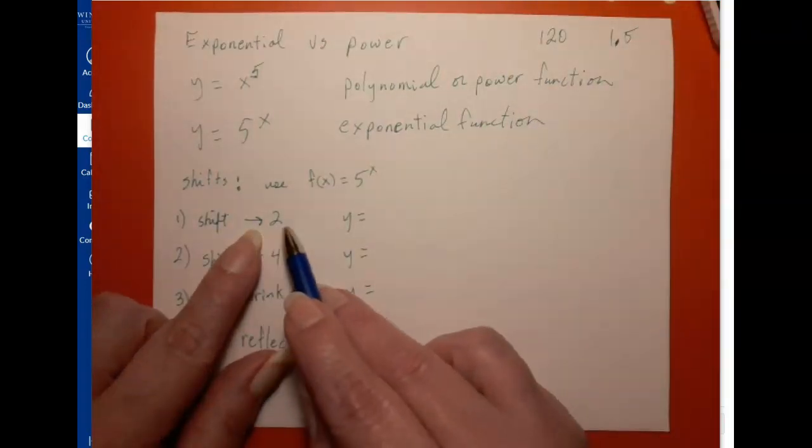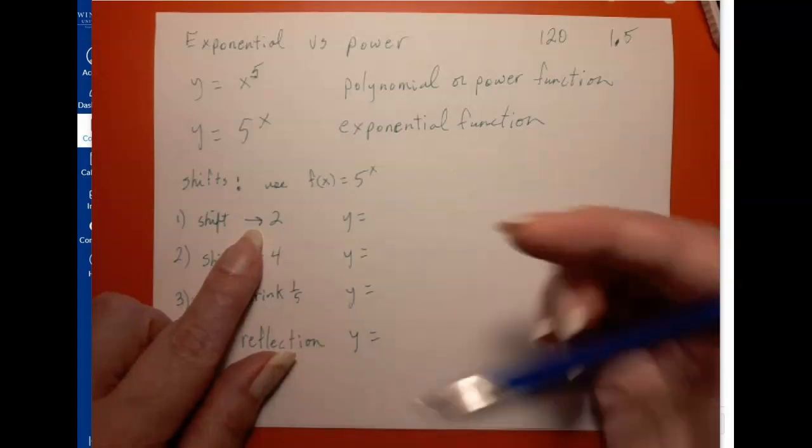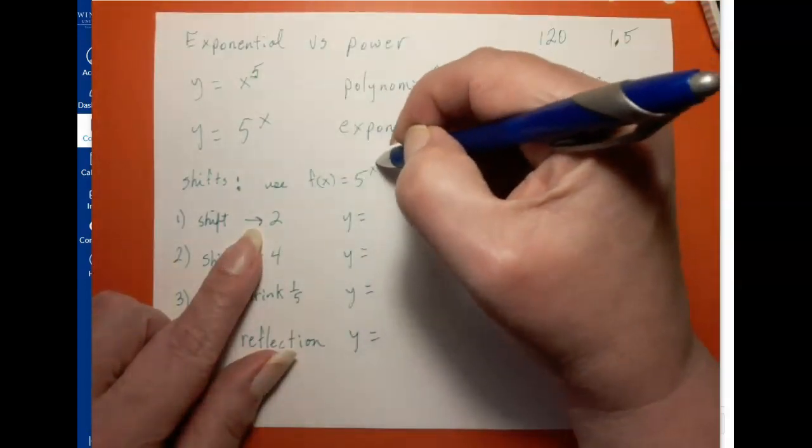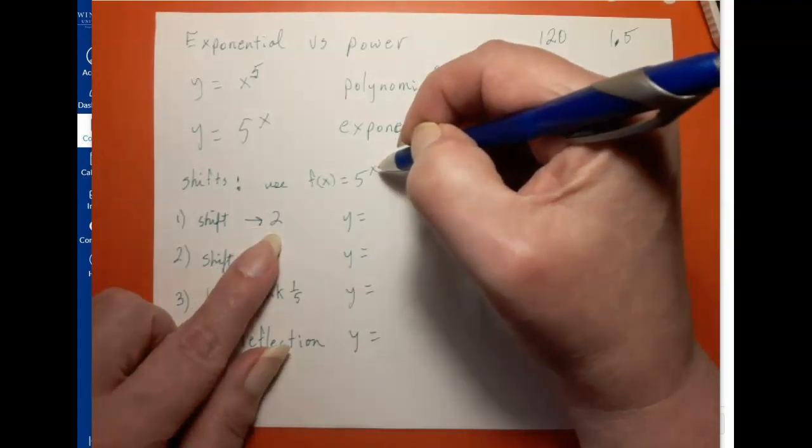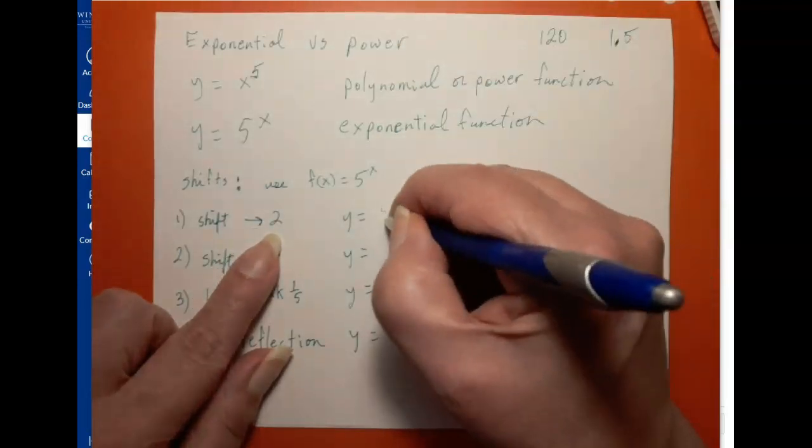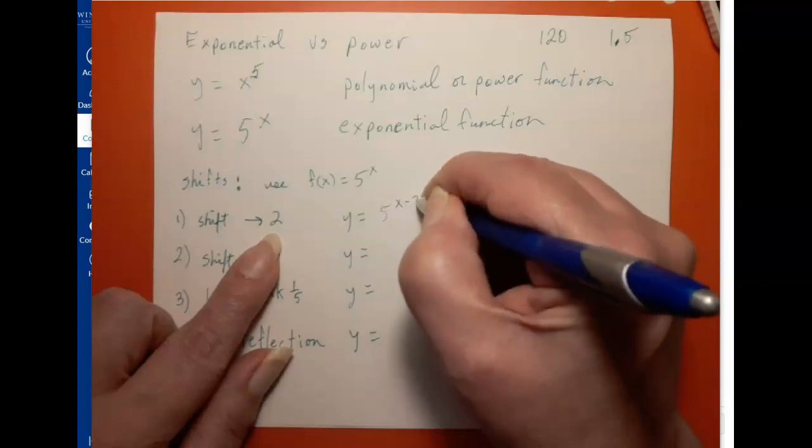If I shift right 2, that means that in here, 5 to the x, I want to put it in with the x, and remember we'll do a negative 2 here, so this would be 5 to the x minus 2.